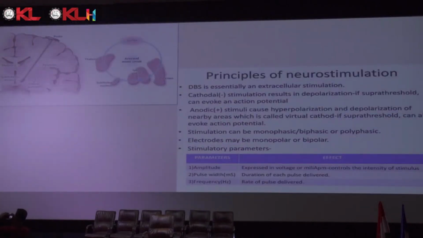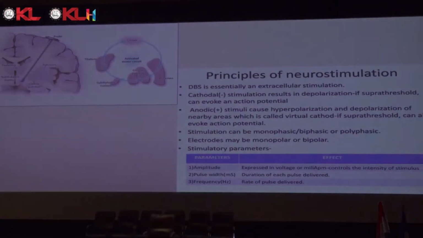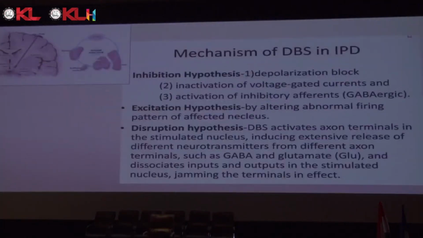So what are the principles of this DBS? How does it work? Basically here we are going to give a current. Cathodal stimulation results in depolarization, anodic in hyperpolarization. We give different monophasic, biphasic, triphasic stimulations, and we use monopolar and bipolar electrodes. Mainly the current we use is defined by amplitude, pulse width and frequency. All these three parameters we give so that it stimulates and in turn modulates the neural circuits.